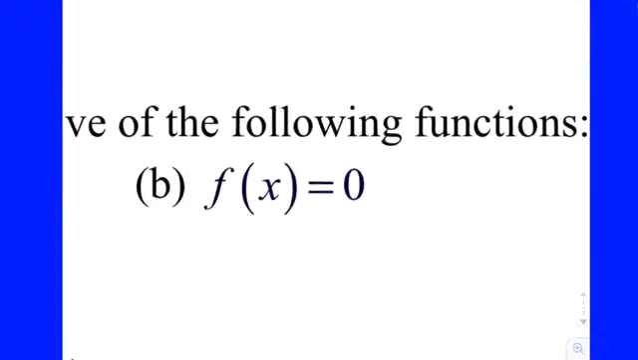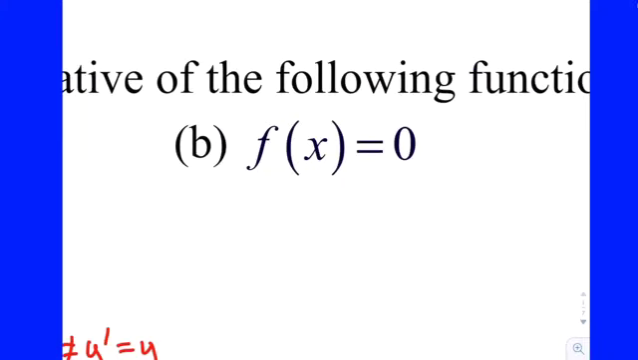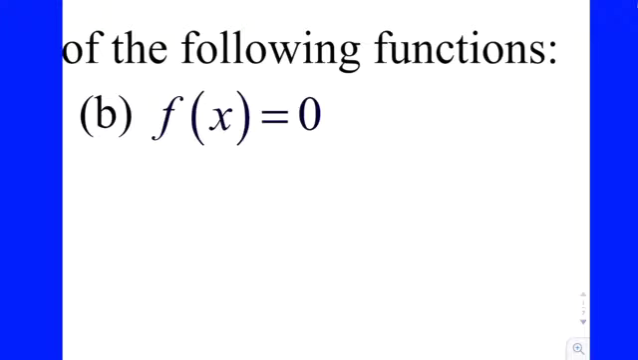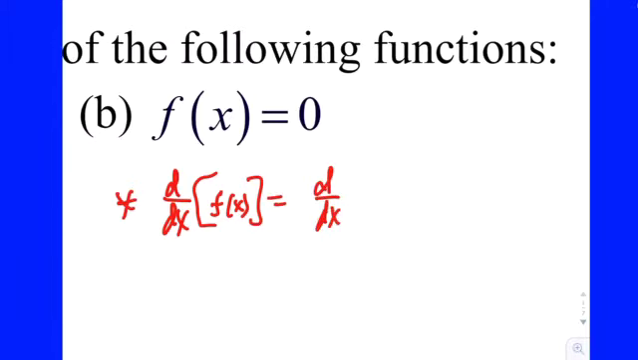All right. Let's do letter B. f of x is equal to 0. So if you have function notation, again, you're taking the derivative of both sides with respect to x. But if it's solved explicitly for y or f of x, you don't need to show this step. I'll show it one more time. It would be the derivative with respect to x of f of x and the derivative with respect to x of 0. That's essentially what we're doing.